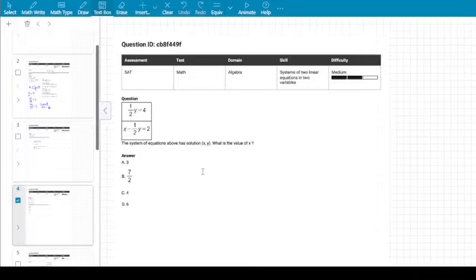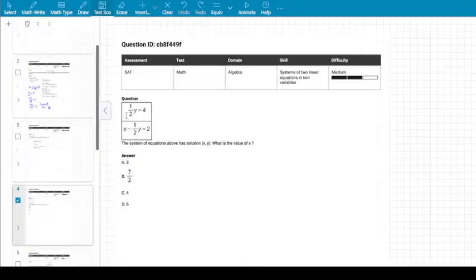Okay, so I hope you had a look at the question. So this is again another question of algebra, which is a system of two linear equations in two variables, and it is a medium level difficulty question. So the question is, we are given two equations here. Half of y is equal to 4 and x minus half of y is equal to 2. So the system of linear equations above has solution x comma y. What is the value of x?